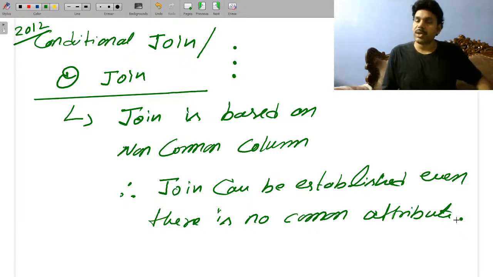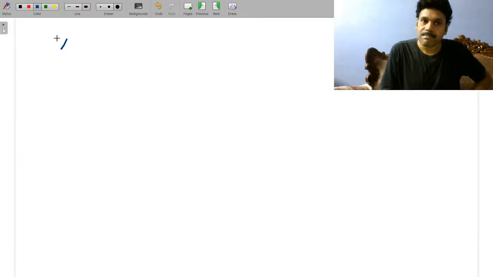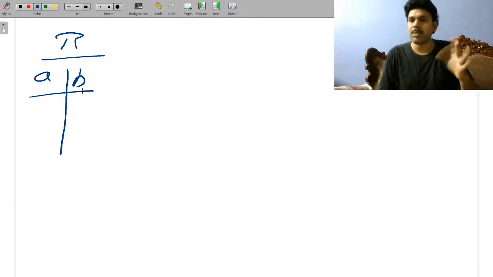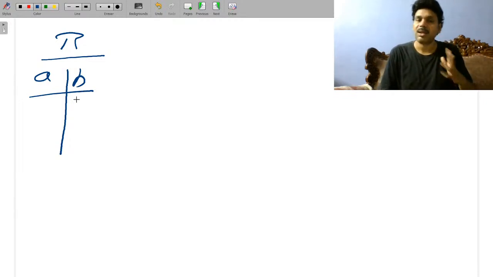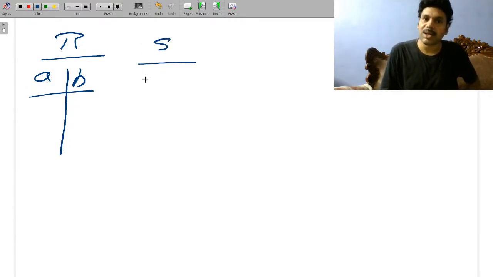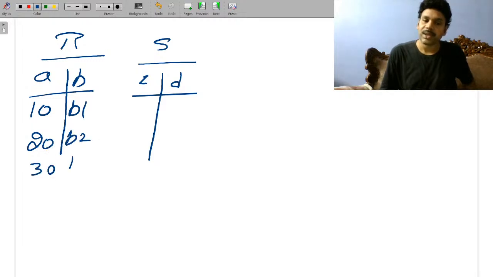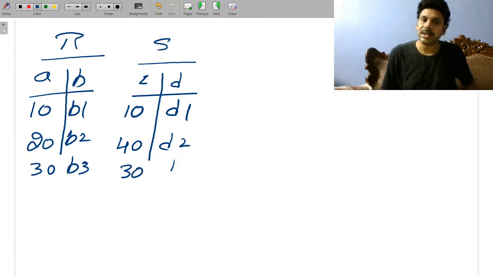So how can this conditional join, also called theta join, be proved? Please listen carefully. Concentrate here. I am saying there is an R. R in the sense you can guess a course table or student table or employee table, department table, books table, author table, anything. But I am writing in shorthand notation. There is a table S which consists of C and D. Friends, observe carefully. I am saying 10 B1 here, 20 B2 here, 30 B3 here, and I am saying 10 D1 here and 40 D2 here, and 30 D3 here.